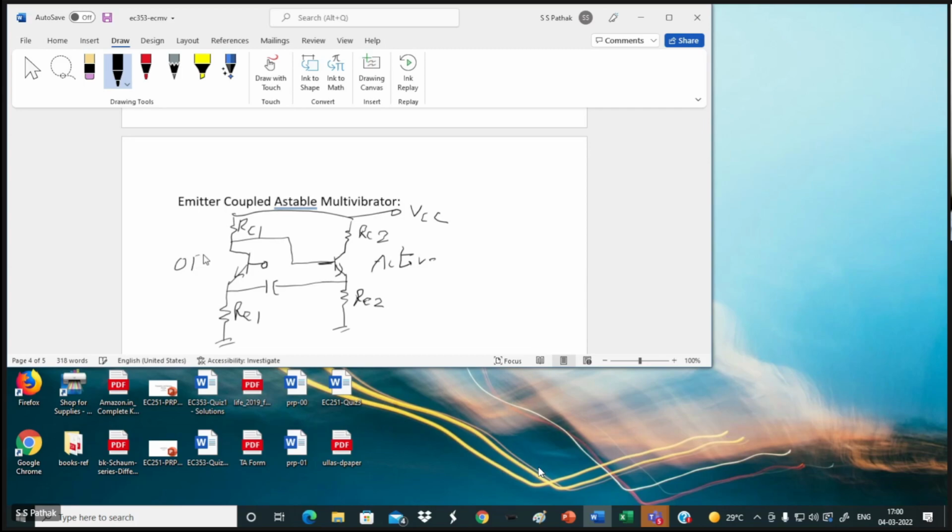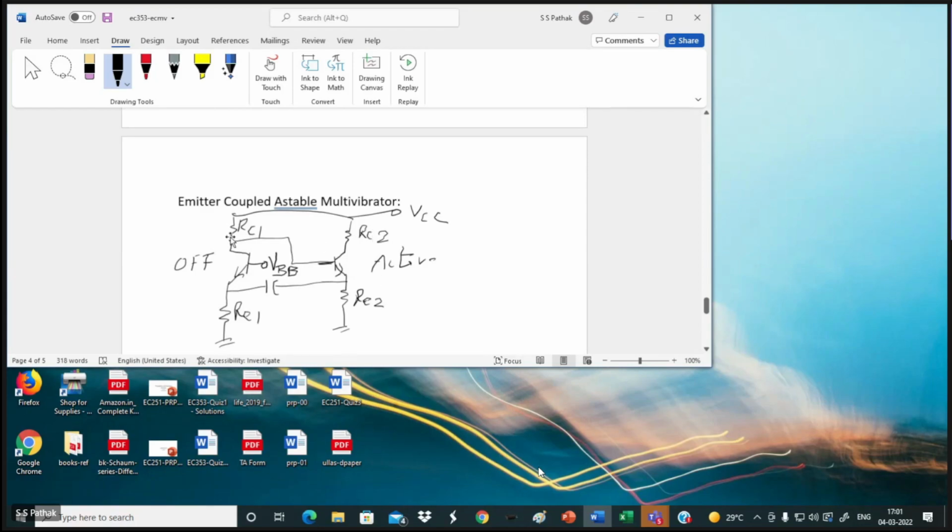Here I have already given not a trigger, but a DC voltage, VBB, a positive voltage. Always a positive voltage is connected. When t equal to 0 minus, I start observing the circuit. So what is going to happen? At t equal to 0 minus, this one is active, and this one is off.